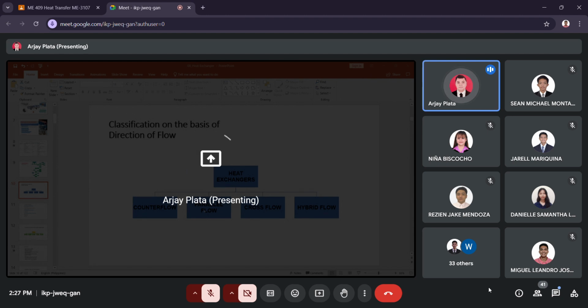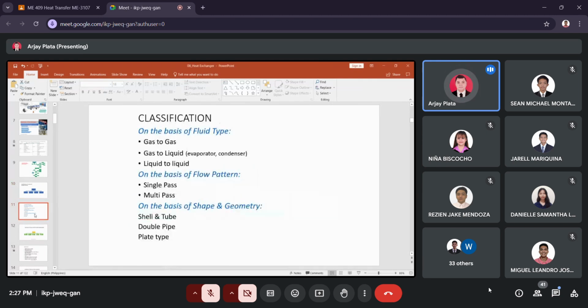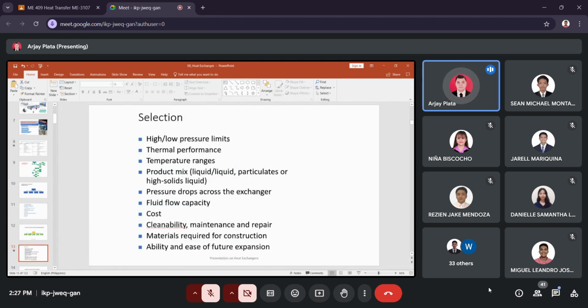Okay, so you have witnessed some examples and parts of shell and tube and double pipe heat exchangers. So how do we decide which type of heat exchanger to use? It actually depends on the following. First, high or low pressure limits.